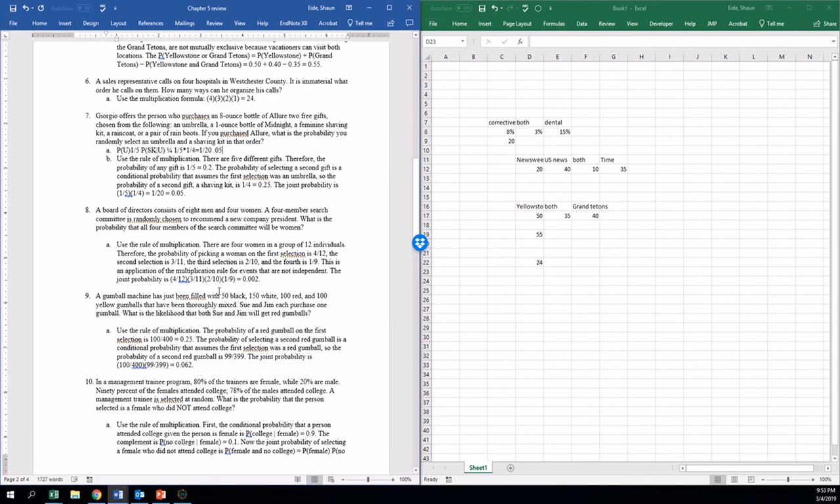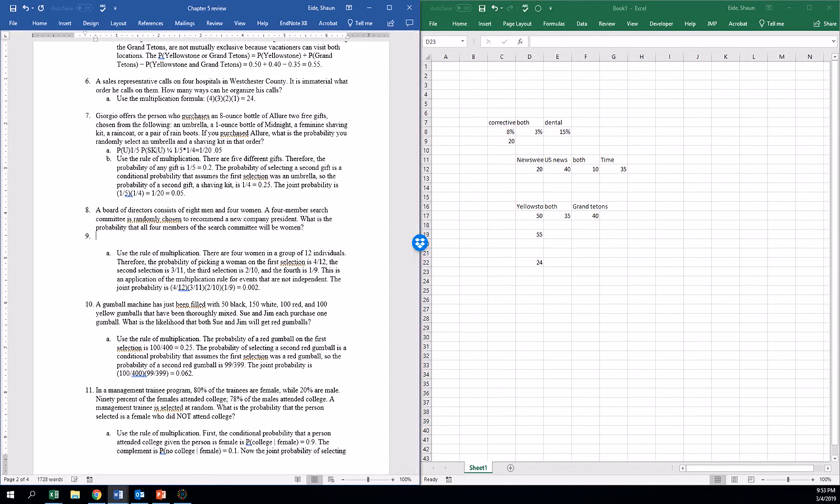Next, a board of directors consists of 8 men and 4 women. A 4-member search committee is randomly chosen to recommend a new company president. What is the probability that all 4 members of the search committee will be women? So here you have a total of 12 individuals, and they're going to randomly select 4 people. We already know that 4 women and 8 men make up this board. So first, for the very first person you choose, there's a 4 out of 12 chance that that person is going to be a woman.